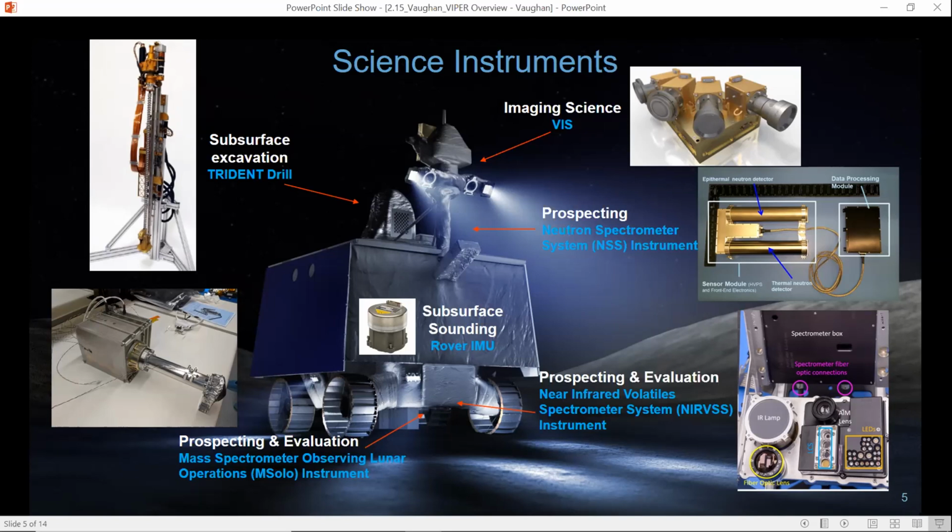Then we can use the Trident drill, and we can pull material up from subsurface, evaluate it with the spectrometers, so that we're getting kind of ground truth, not just from what we're sensing remotely, but pulling it up at different depths under the surface. Next chart.